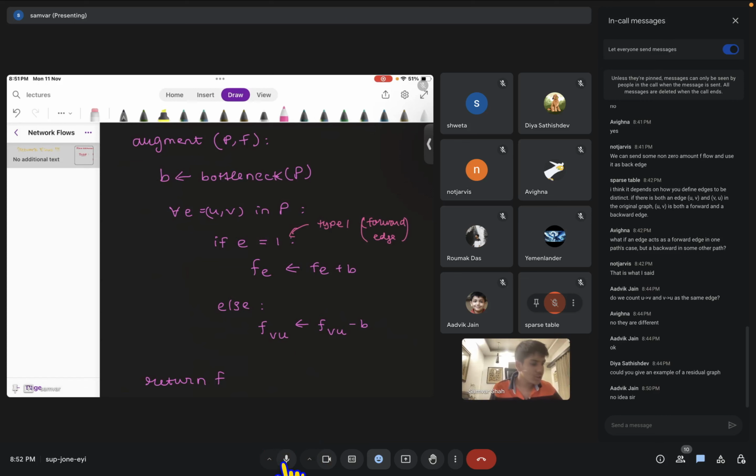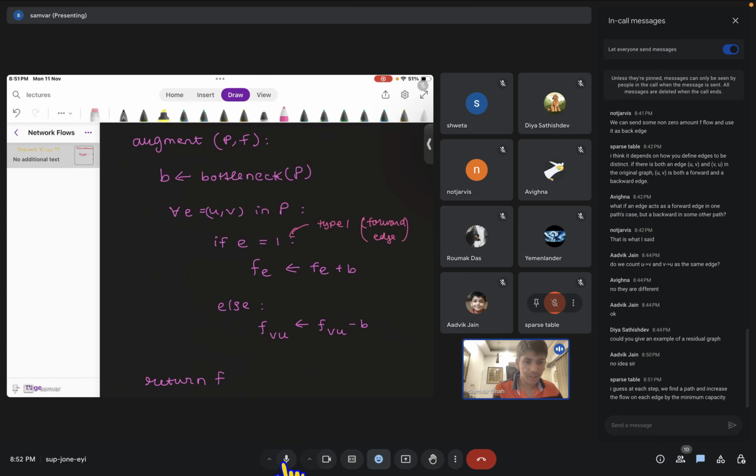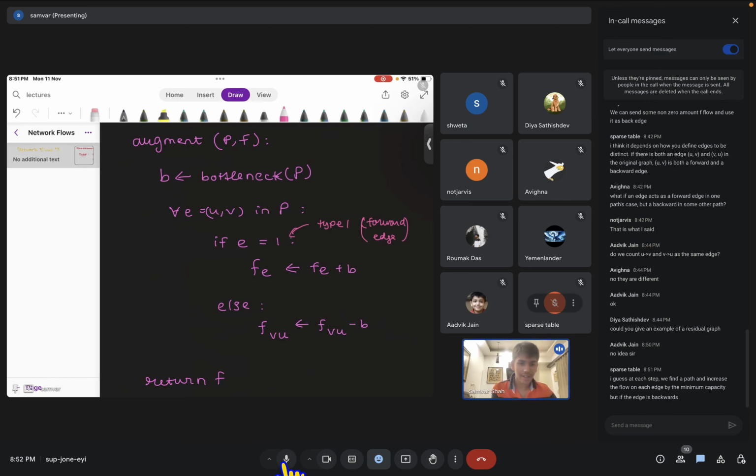Yeah, okay. So first I'll define the terms more clearly. I guess at each step we find a path and increase the flow. That's basically right. That's basically perfect. Yeah, I think you've got it. So I'll just explain what P is.